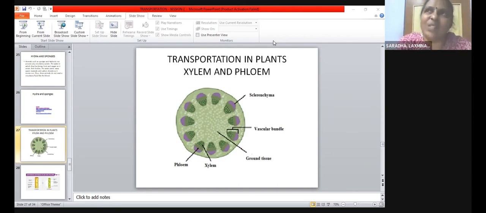What is the name of the vascular tissue in a human being? Relate this. Vascular tissue helps in transportation. It is called blood. So relate with the plants as well as with the human beings.